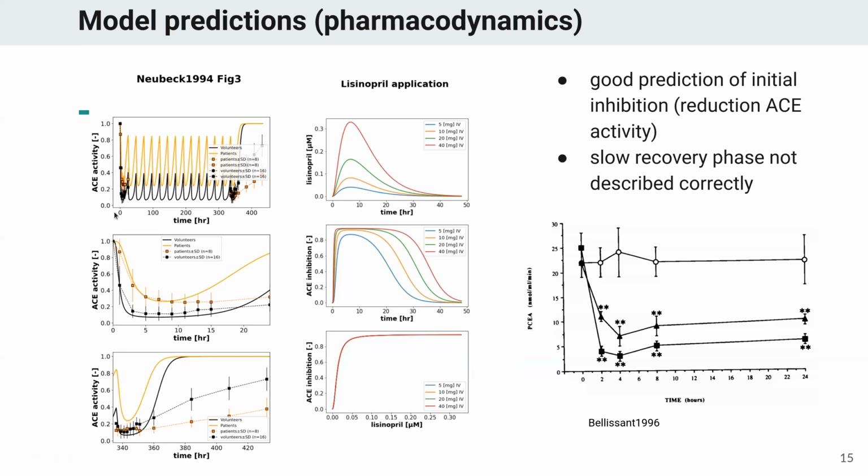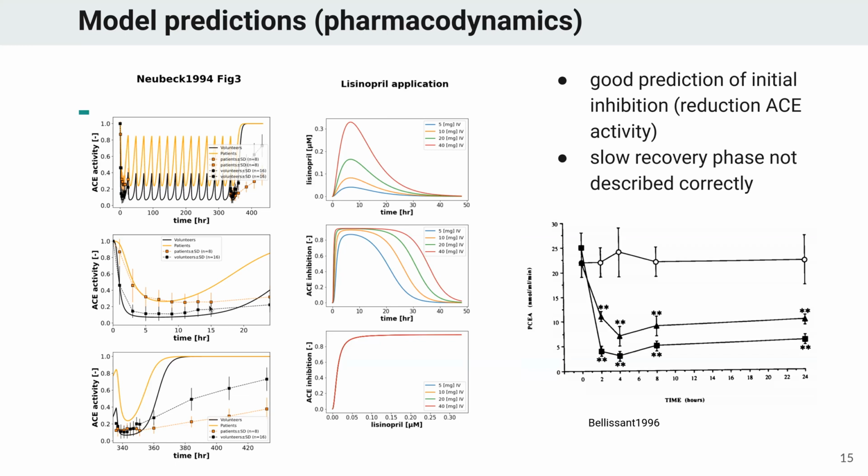What we can see here is that the first day is predicted. We are pretty good in predicting how much activity of the ACE enzyme we have. So depending on the pharmacokinetics, we're pretty good at predicting how the activity of the ACE enzyme would go down. But what we're very bad at is the recovery of the activity. And the main reason for that is that in reality, this inhibition is very stable.